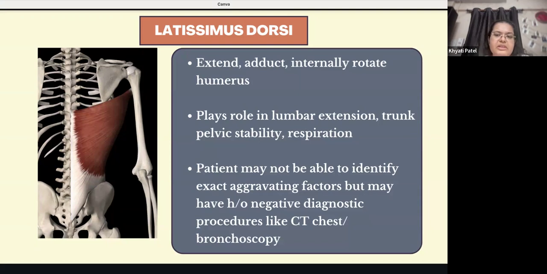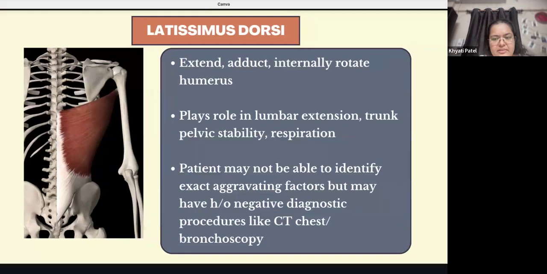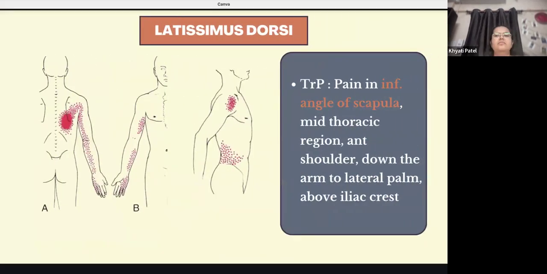Coming to history part, patient may not be able to say exactly what aggravates his pain, but there may be a long history of negative diagnostic procedures, bronchoscopies, negative CT chest. These are the pain regions. TRPs in latissimus dorsi will have pain in the inferior angle of scapula. That is the main pain zone. The other, spilled over pain will be in the mid-thoracic region or anterior shoulder, right above the iliac crest.